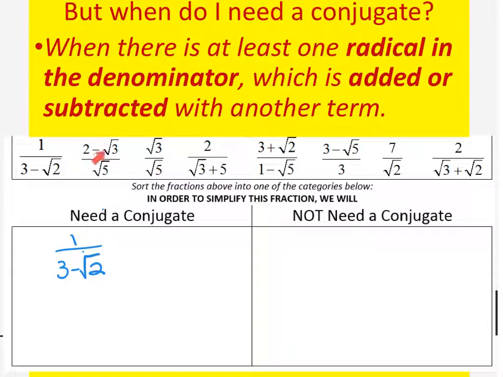2 minus the square root of 3 over the square root of 5. Well, it's just one term down here, so there's no plus or minus. There's not a binomial in the denominator, so we're going to put that one in the category over here: you don't need a conjugate. Take a moment to fill in the rest. You have 6 terms. Put the other 6 terms inside of these little boxes, and then we're going to check the answers.